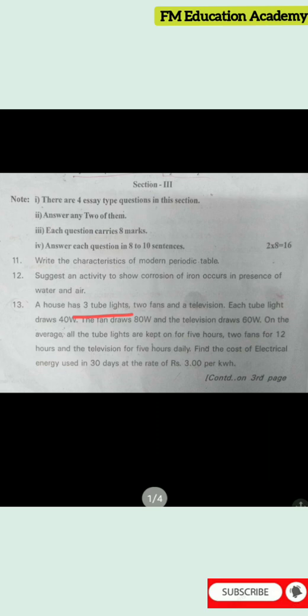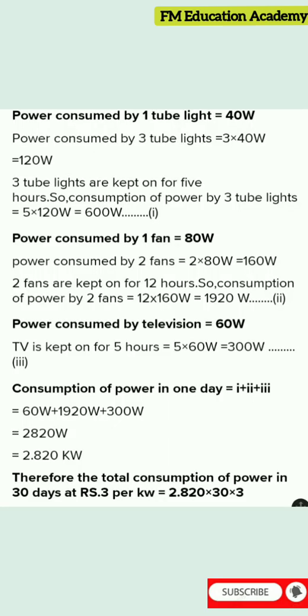There are 3 tube lights, 2 fans and a television, and also they're telling how much power they are drawing and how many hours they are kept on. All these are there. So let us solve this question now. It's very easy. First of all, what is given? It is given that there are 3 tube lights, 2 fans and a television.